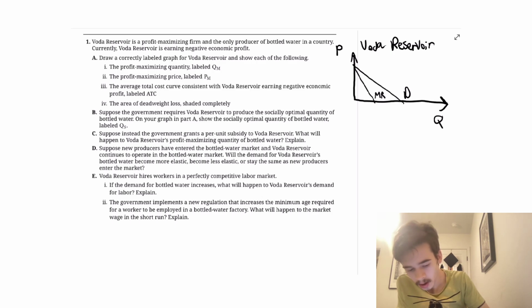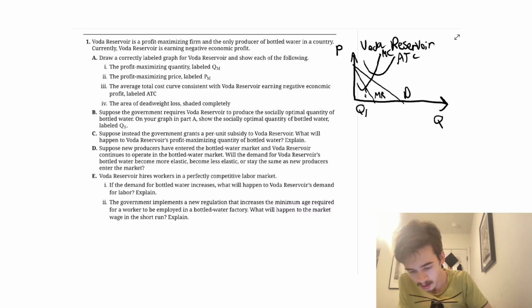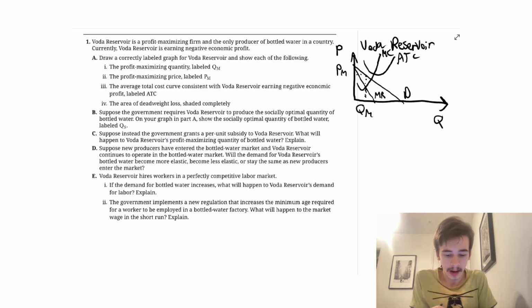Profit maximizing quantity. Now it says negative economic profit. What does that mean? ATC is above the demand. So I'll just draw the ATC. And then MC has to be decreasing and then increasing, intersecting the ATC curve at its lowest point. And then from there, this is the intersection point. So this will be our profit maximizing quantity. And then if we go up to the demand curve, because that's what the consumers are willing to pay, that's the profit maximizing price, PM. And the ATC has to be consistent with negative economic profit, which it is, since it is above the demand curve for the entire range of demand.